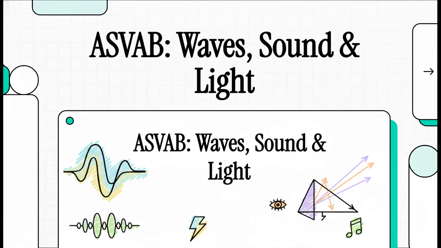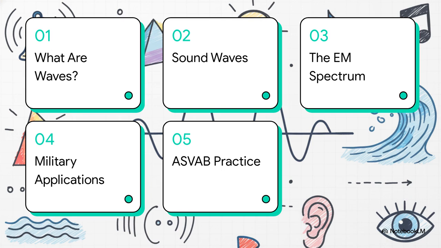Today we're going to break down everything you need to know about waves, sound, and light for that all-important ASVAB general science test. Let's get right into it. So, here's our game plan for today. We're going to kick things off with the basics, then dive into sound waves. After that, we'll cover light and the whole electromagnetic spectrum. Then, we'll see how this stuff is actually used out in the field before we wrap it all up with some practice for the test.